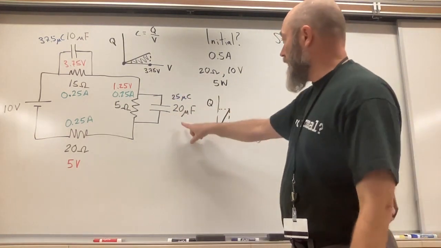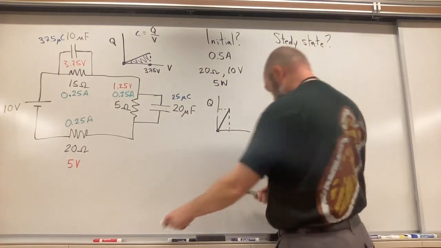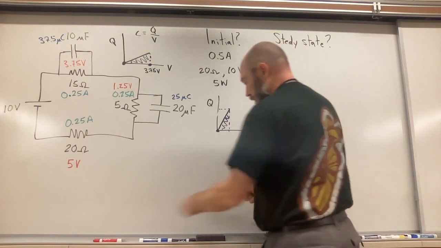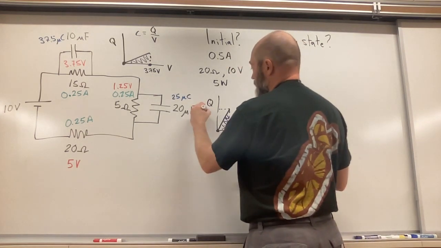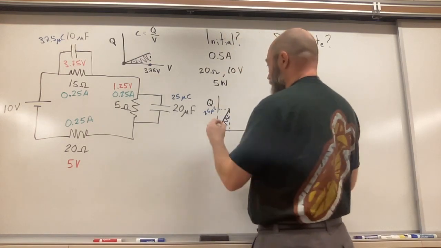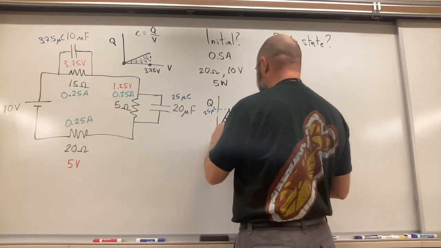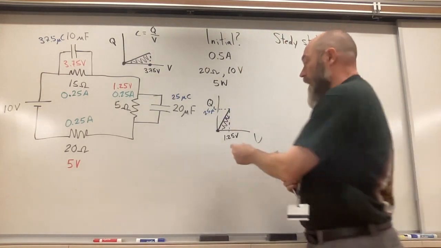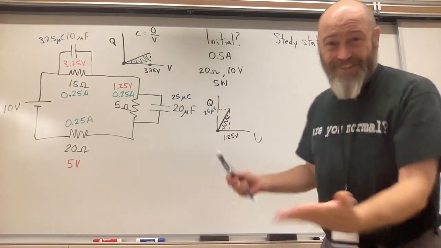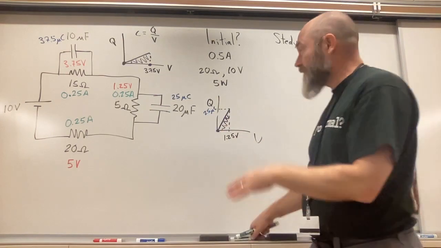And again, you could find the area of this, where this is 25 microcoulombs and this is 1.25 volts. So you'd go 1/2 this times this equals the energy stored in your capacitor, okay? Hopefully that makes sense.